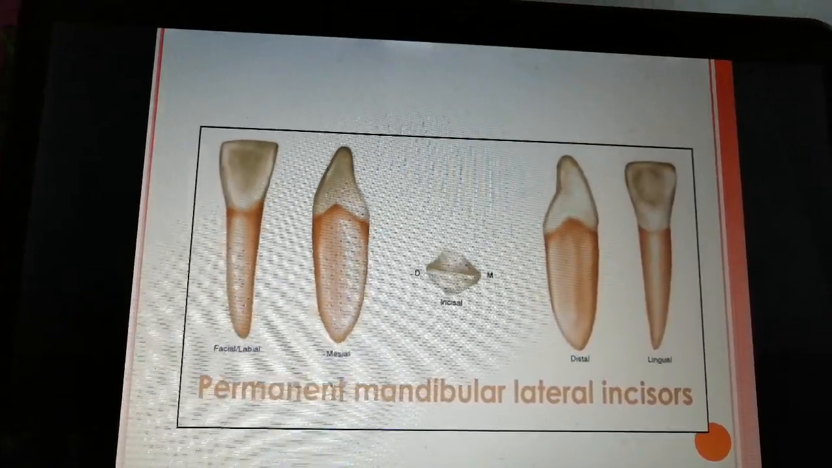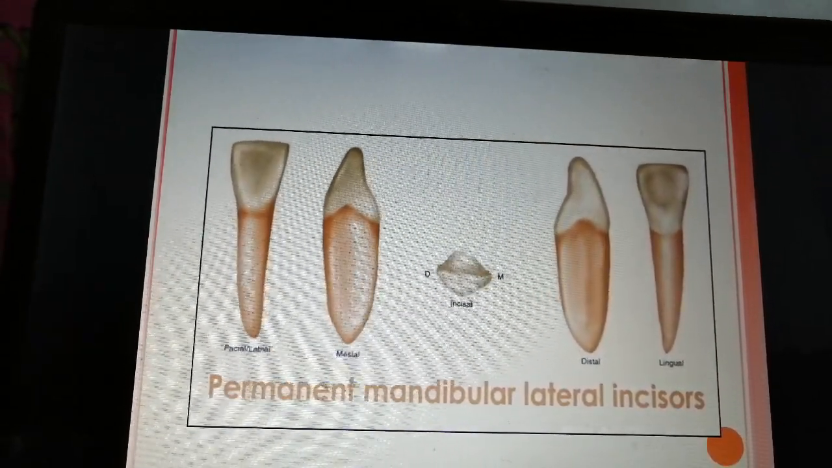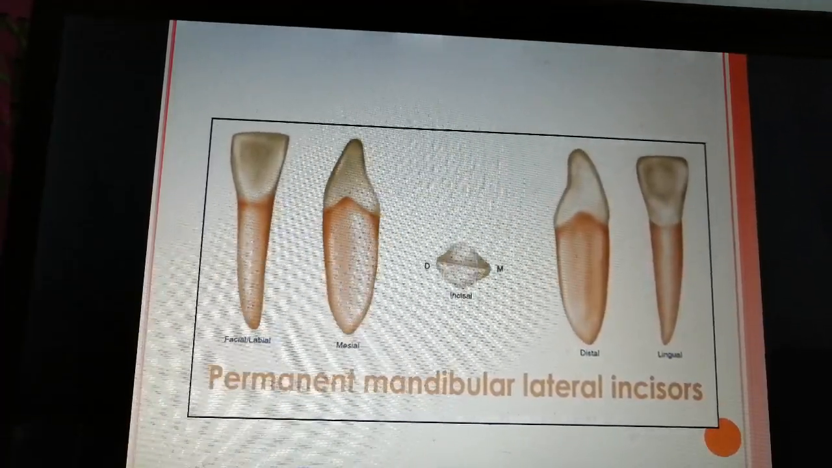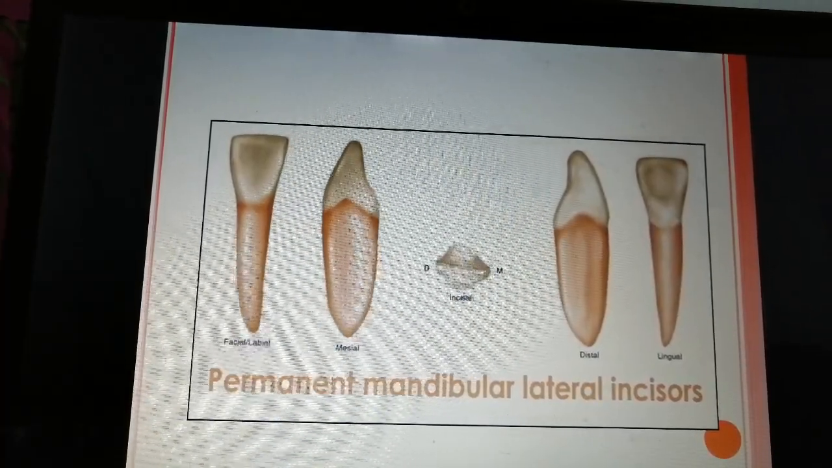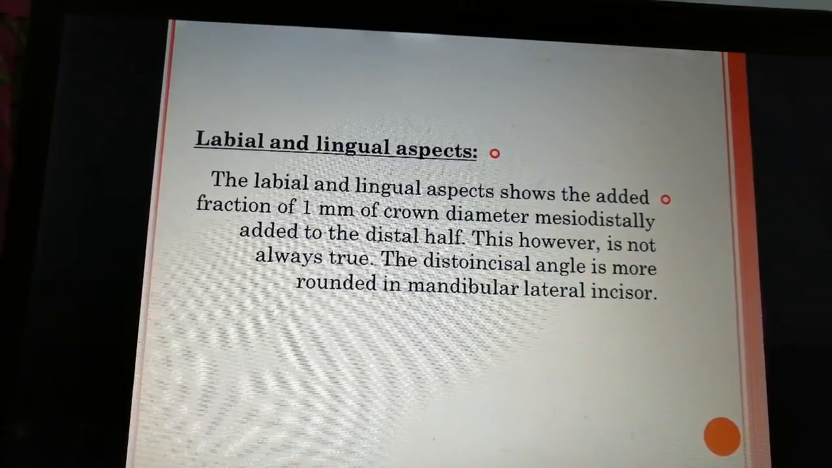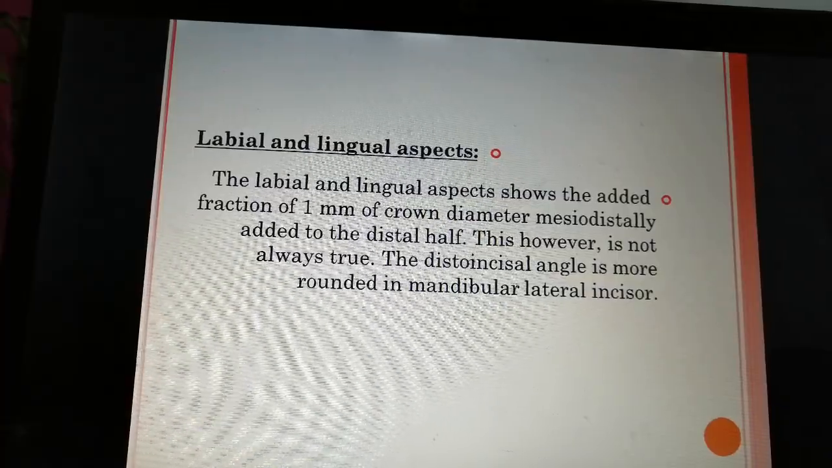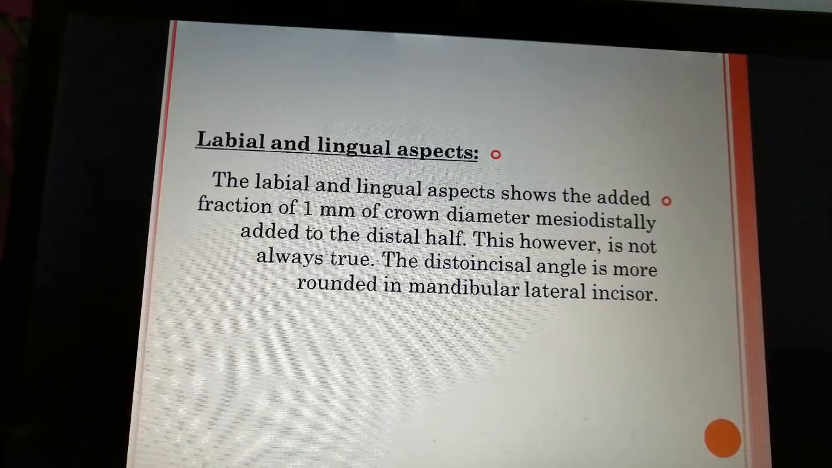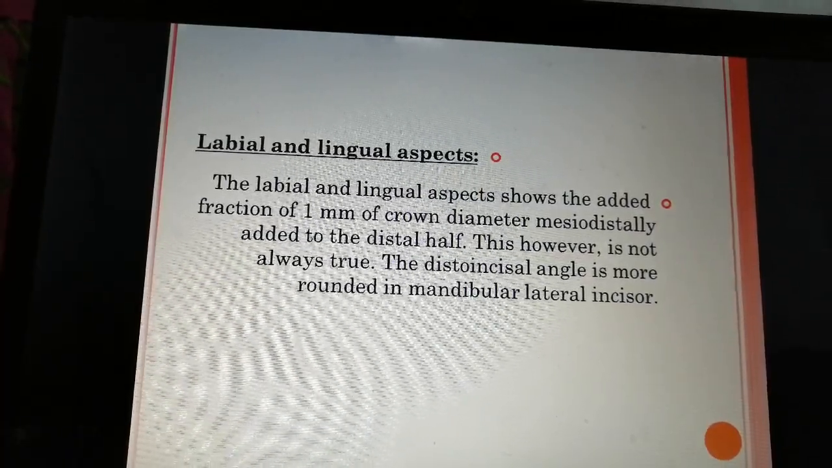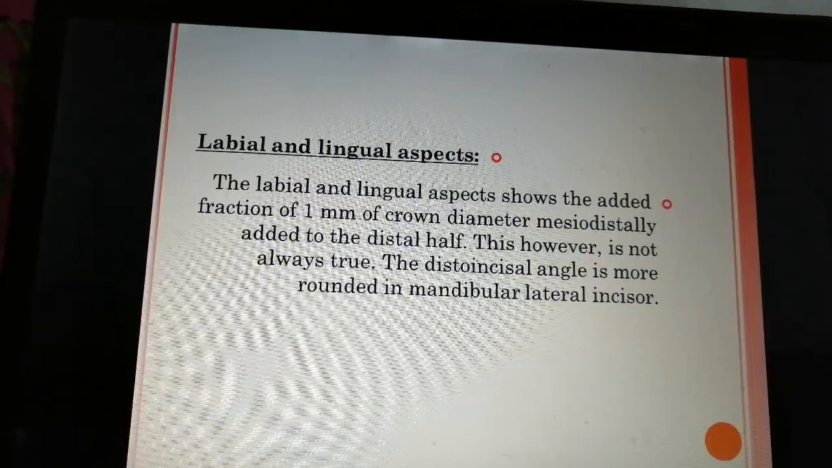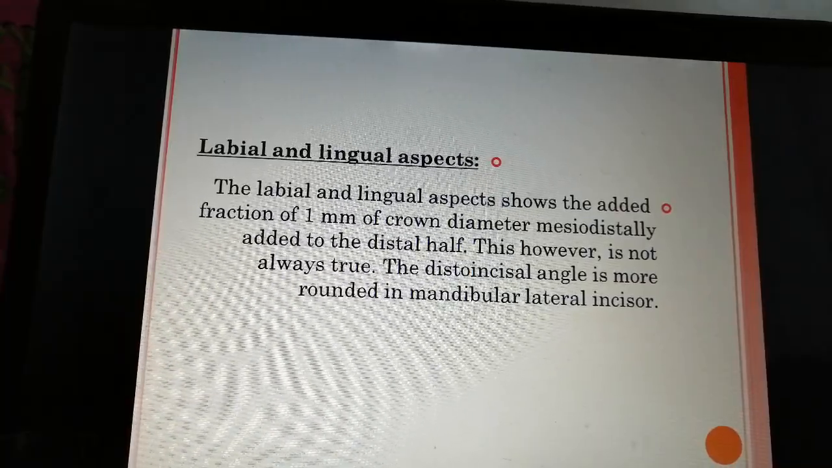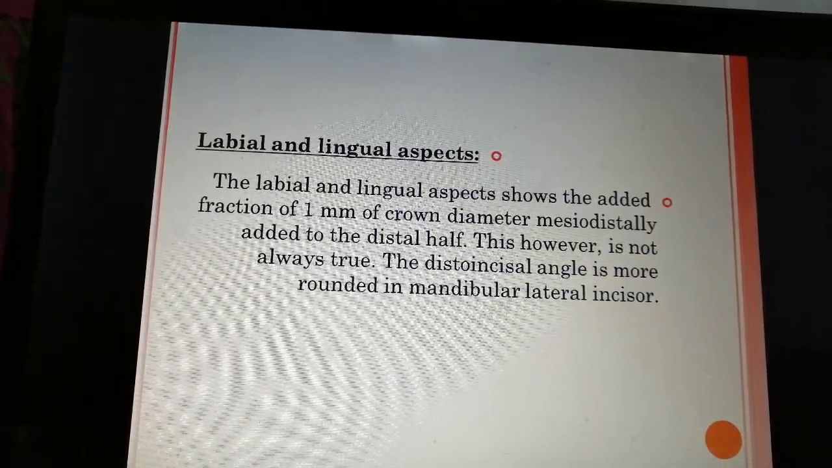The aspects are the facial or labial aspect, lingual aspect, mesial aspect, distal aspect, and the incisal aspect. The labial and lingual aspects show the added fraction of 1 mm of crown diameter mesiodistally added to the distal half. This, however, is not always true. The disto-incisal angle is more rounded in the mandibular lateral incisor.